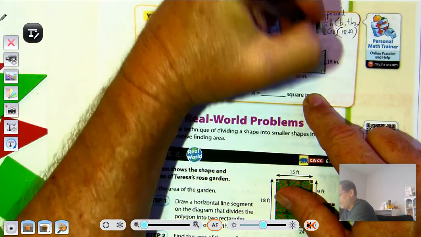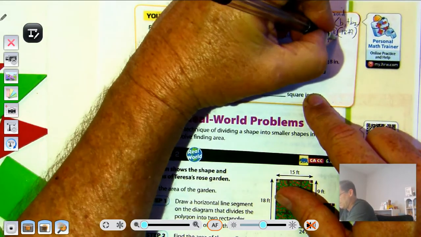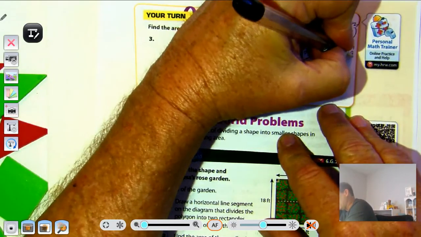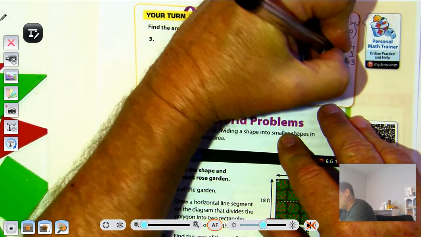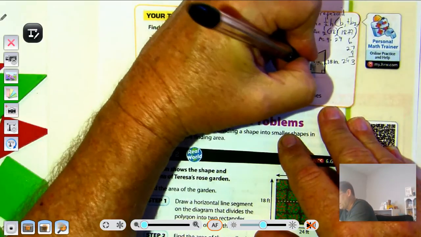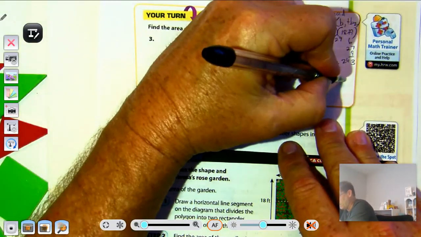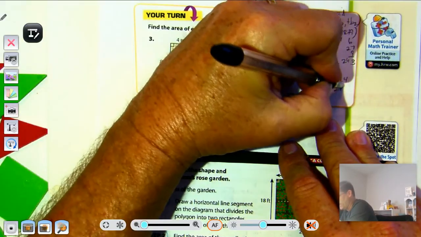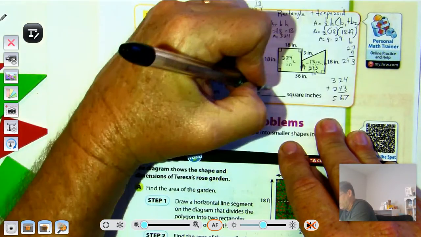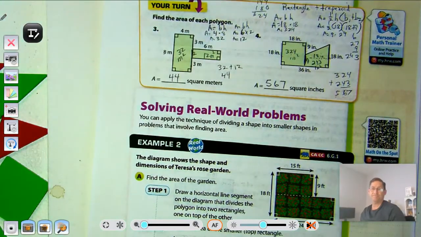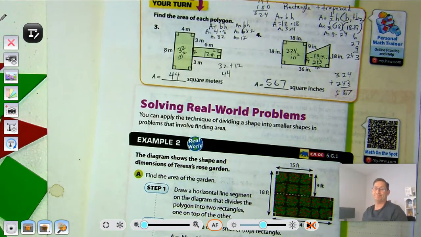So we have half of 18, which is 9, times 27. 27 times 9 is 243 inches squared. So let's add those together. 324 plus 243, we get 567 square inches. Okay.